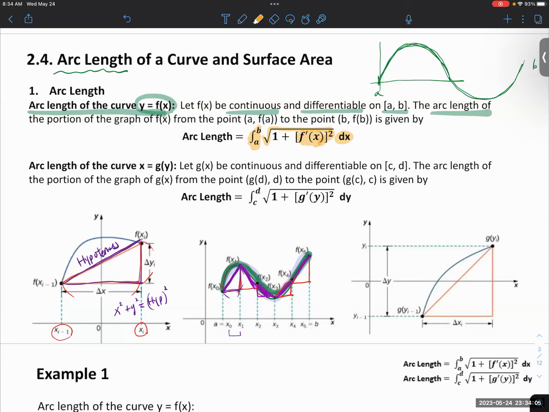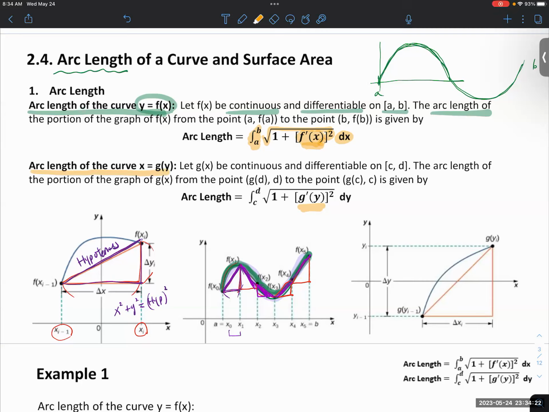Same thing, sometimes you can have the function on the x-axis. So there are two different functions. One is written with the x variable, another one is written with the y variable. Depending on the situation, you're going to find the arc length of the curve.